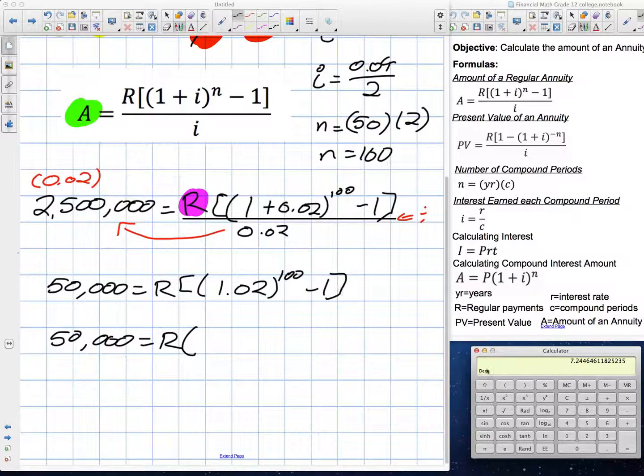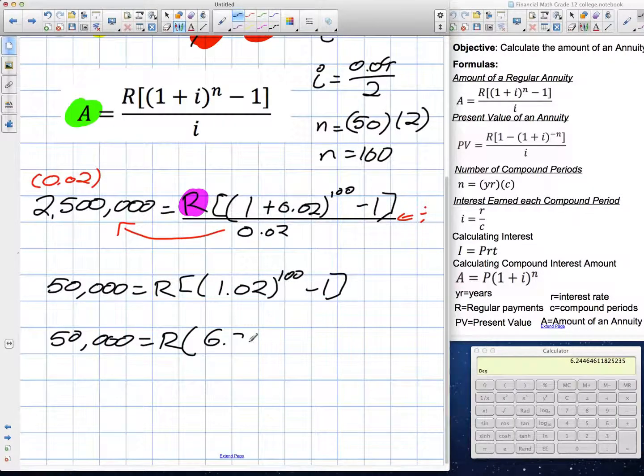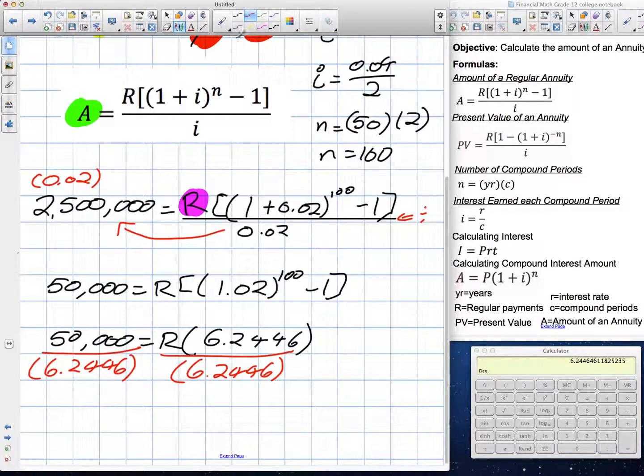And then we're going to subtract 1. So I'm doing this all in one step here. So our new bracket reads 6.2446. Now we need to isolate R. So to move that over, what has to happen? Yeah, we need to divide by 6.2446 on both sides of the equation. 6.2446. Okay. Which then is going to give us R.